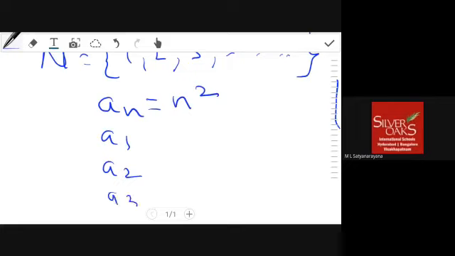a3. a1 means in place of n we are replacing with 1. So 1 square, that is 1. a2 is 2 square. Just replace, in place of n you are going to replace with 2. So that will be 4. 3 square, that will be 9.